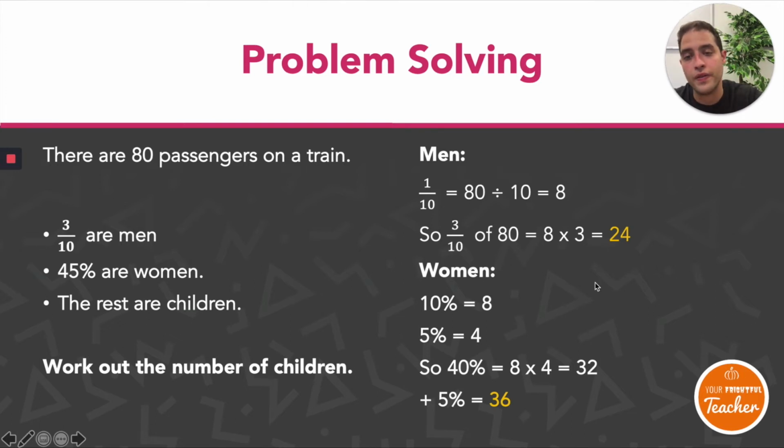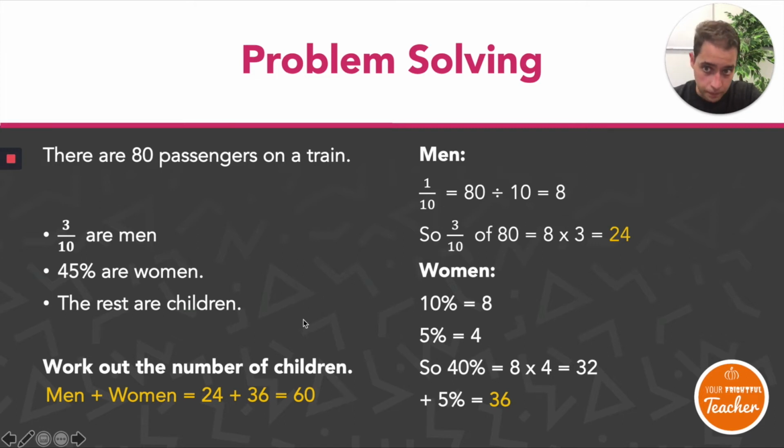So I know that there are 24 men and that there are 36 women, but I want to know the total number of children. So I add those two values together, 24 from men, 36 from women, and I get 60. And I know that the total number of passengers is 80. So I simply do 80 minus 60, which gives us 20 children. That's the answer.